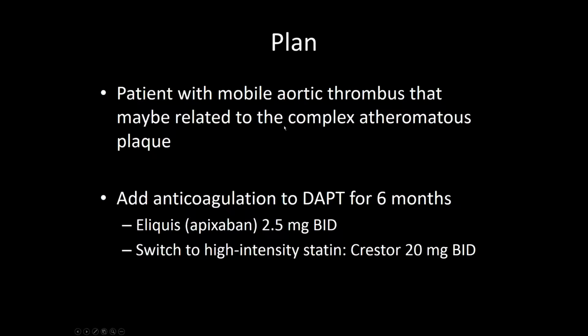The plan for our patient was that basically he has a mobile thrombus on top of a plaque. So we said he's going to need the dual antiplatelet, but we need to add an anticoagulation. So we decided on Eliquis at the lower dose of 2.5, and we switched to a high intensity statin, which was Crestor at 20.